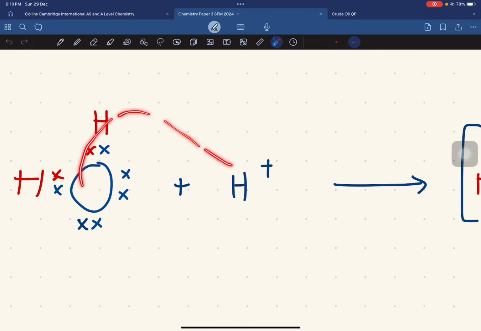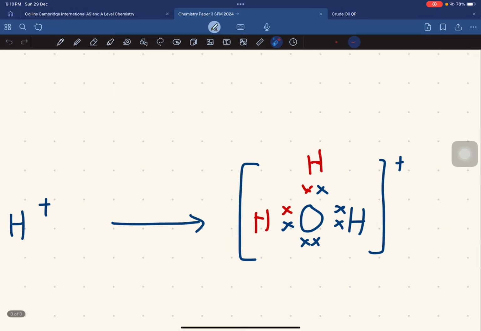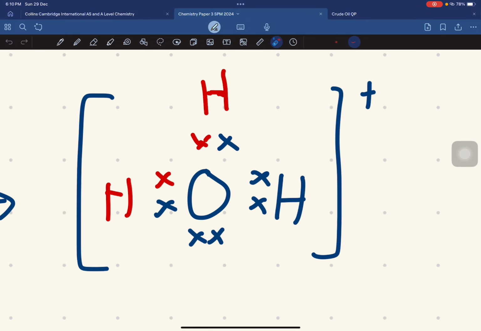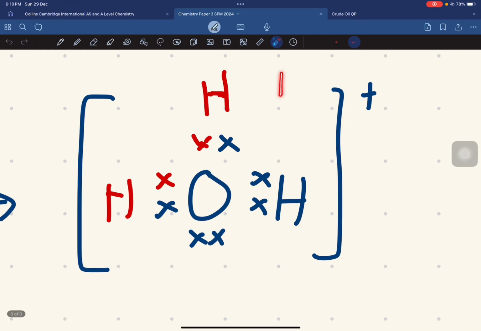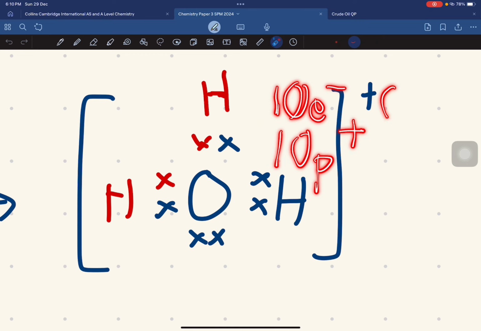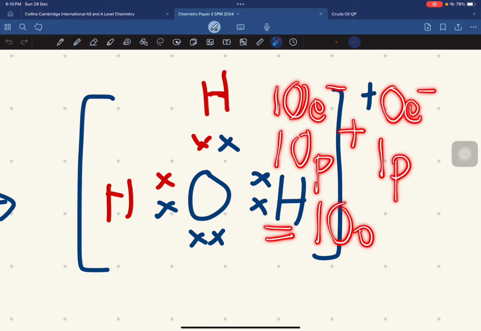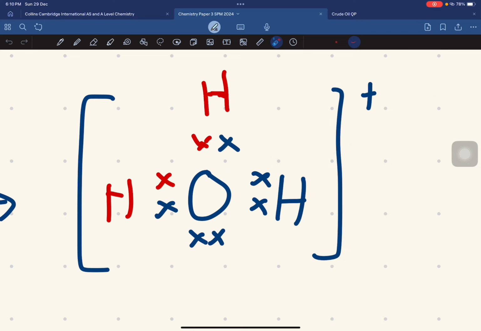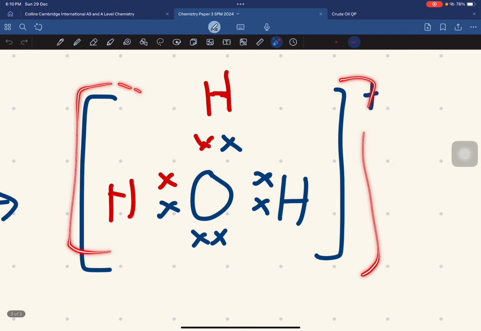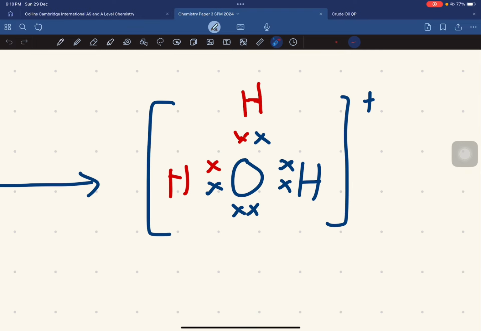So when they form a dative bond together, it will look something like this, right? Initially, in this part, we have 10 electrons and 10 protons, plus 0 electron and 1 proton, leaving us with 10 electrons and 11 protons. And we have 1 extra proton here. So therefore, this whole structure is positively charged. And that is why this hydroxonium ion is positively charged.